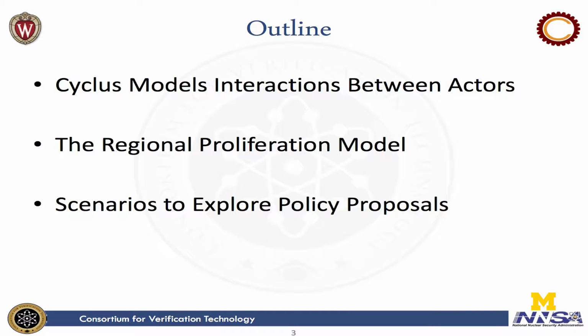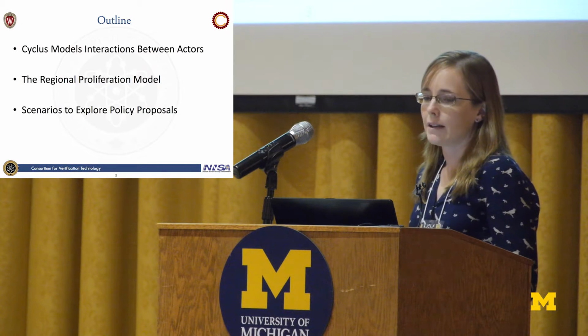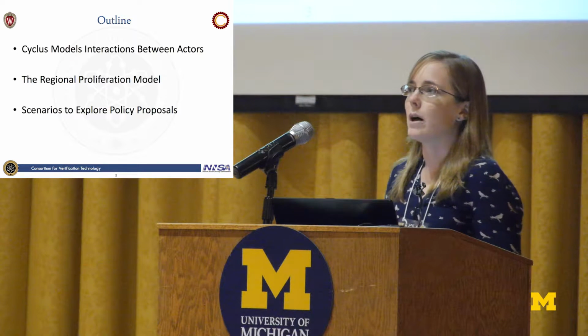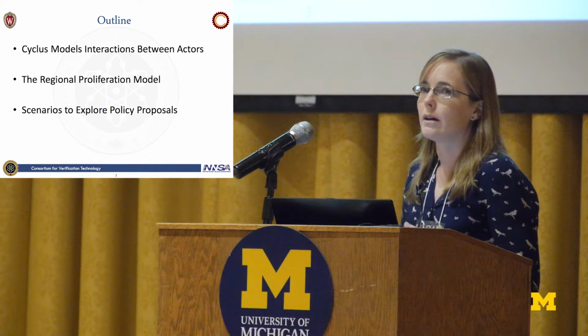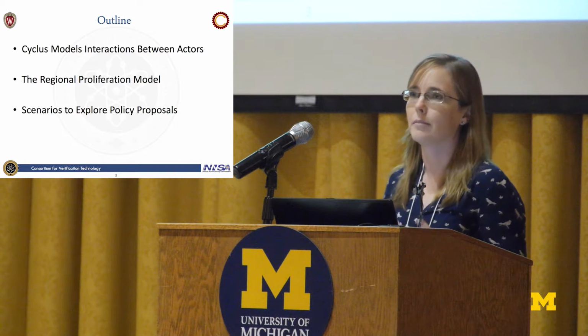Now today I'll start by talking about the tool that I'm using to develop this model, which is called Cyclus, and how I'm using a unique capability in Cyclus that allows me to model the interactions between different actors in the simulation. Then I will introduce the model that I've built, which is a regional proliferation model. And then finally, I'll highlight some scenarios that we're hoping to apply the model to look at different policy proposals that may hopefully eventually change countries' proliferation motivations.